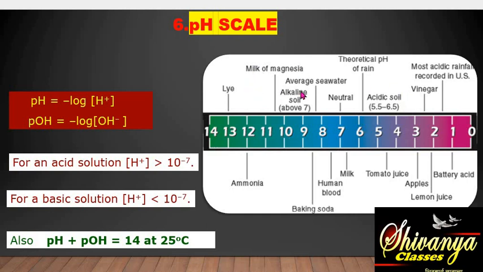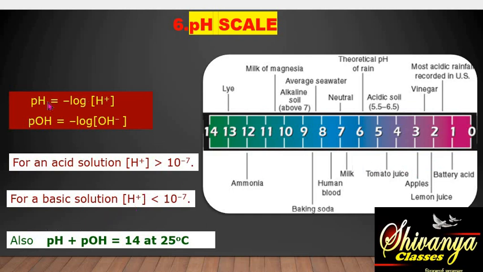Here are a few examples with their pH. Lye has a pH of 13, ammonia is 12, which is basic, baking soda is 8.5, which is also basic, human blood is 7.5, which is basic, milk is less than 7, so slightly acidic, tomato juice is 4.5, acidic, battery acid has a pH of 1, which is strongly acidic, and the remaining examples.